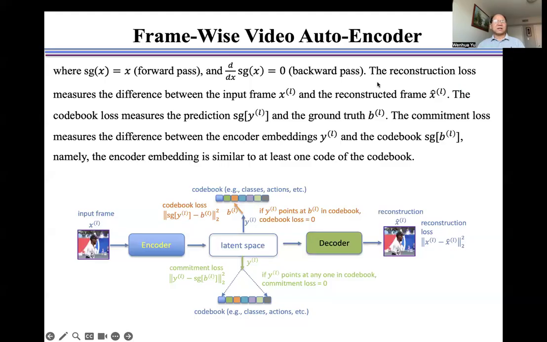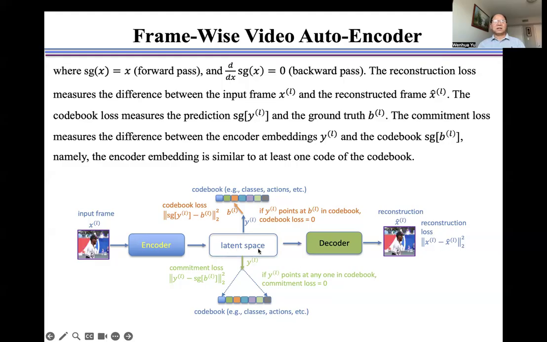The reconstruction loss measures the difference between the input frame X and the reconstructed frame X caret. The codebook loss measures the prediction SG of Y and the ground truth B. The commitment loss measures the difference between the encoder embeddings Y and the codebook SG of B. Namely, the encoder embedding is similar to at least one code of the codebook as shown here, this input frame and this reconstruction. If the reconstruction is the same as the input frame, the reconstruction loss is 0.